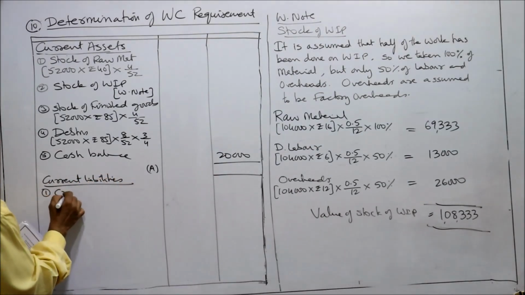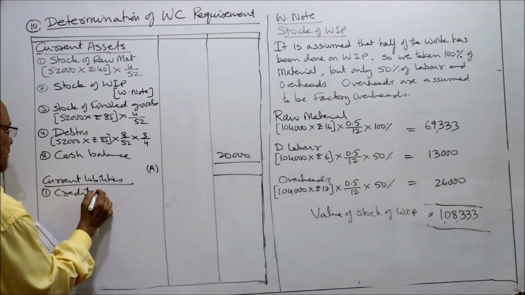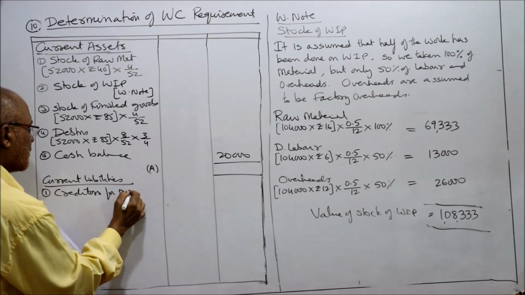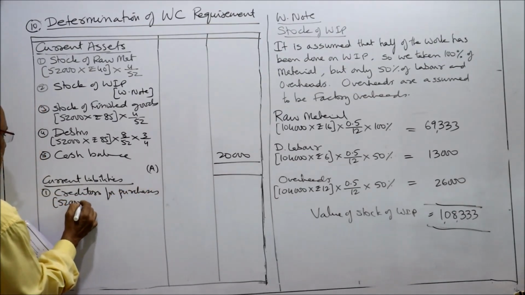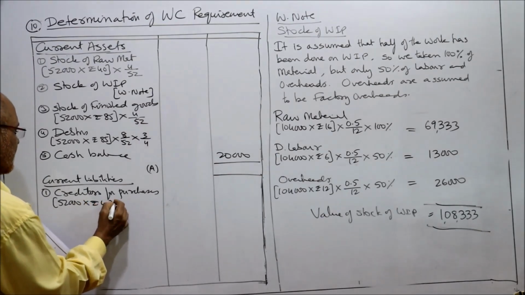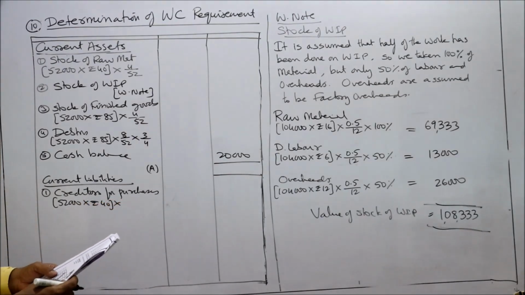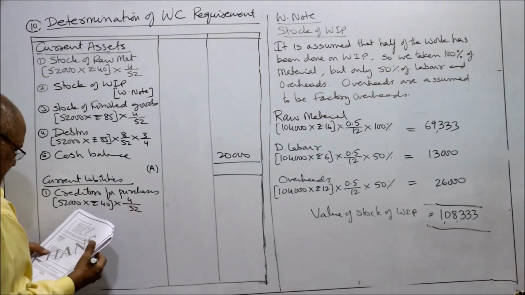Current liabilities, creditors for purchases. 52,000 units into what is the material price? 40, into how much period will be allowed by creditor suppliers? 1 month, 4 by 52.